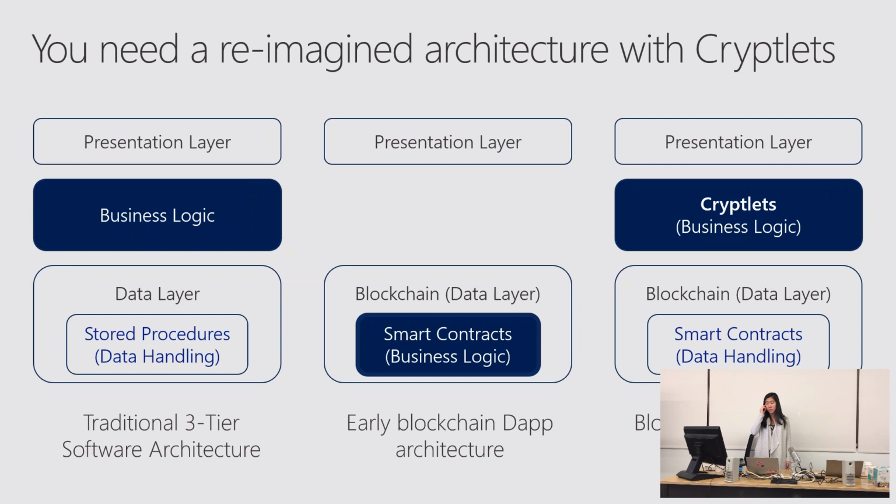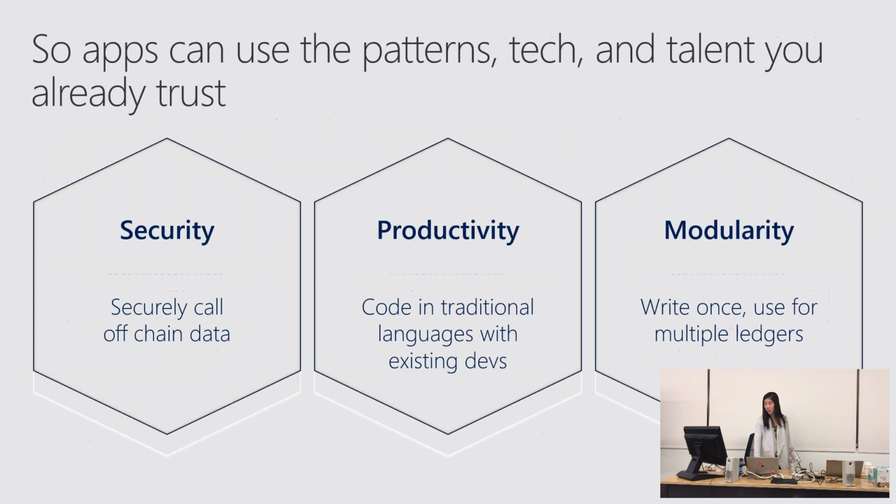And so that's why, if you think about it, all these challenges we were talking about earlier, you can see why it's difficult. The idea with Cryptlets is that you will move out the business logic into this middle layer to make it easier to do things such as call off-chain data. Basically, Cryptlets allow you to go off the chain, get some data, or compute some sort of thing without compromising the integrity of the ledger.